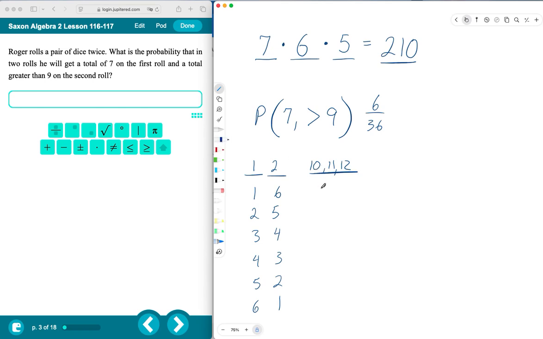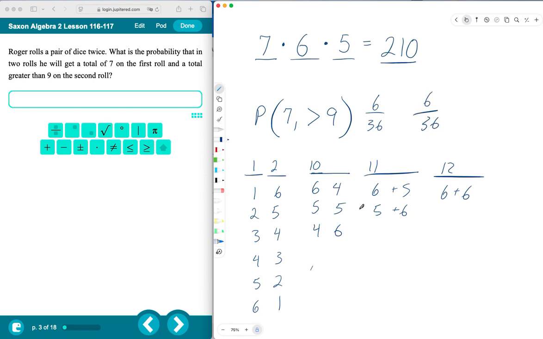So 10 would be, let's see. I start with the highest number. Usually that helps me. 6 plus 4. Let's just do these separately. All right, 6 plus 4, 5 plus 5, 4 plus 6. Okay, that's all the ways we can make 10. 6 plus 5, 5 plus 6. And then this is 6 plus 6, and that's the only way. So 1, 2, 3, 4, 5, 6. So 6 out of 36 again.